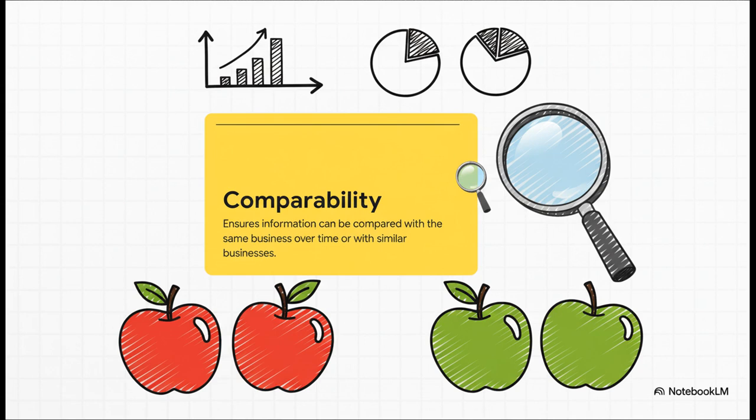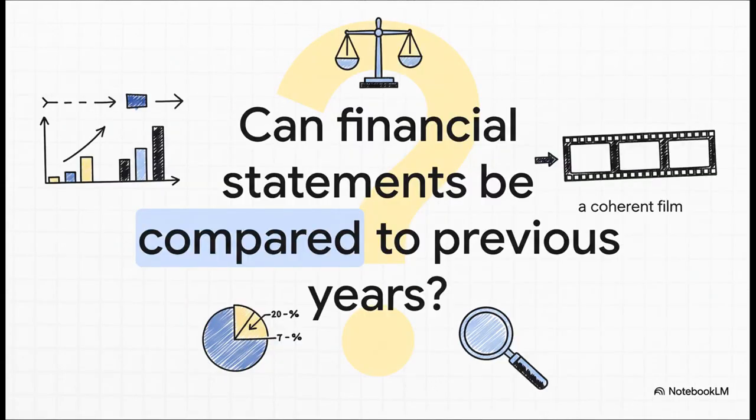Okay, so first up, we have comparability. And this one is all about consistency. It's what lets us compare apples to apples, whether we're looking at how one company did over several years or how it's stacking up against a competitor in the same industry. And this is the key question that comparability is really asking. Without it, you can't spot trends, you can't make any meaningful judgments. It's what turns a single financial snapshot into like a coherent movie of the company's journey.